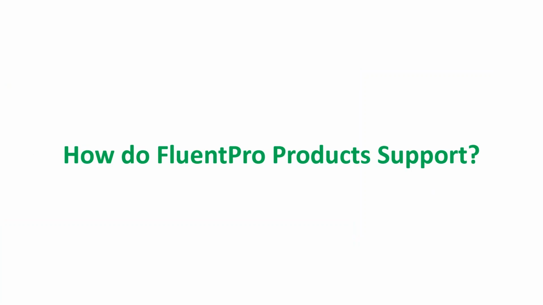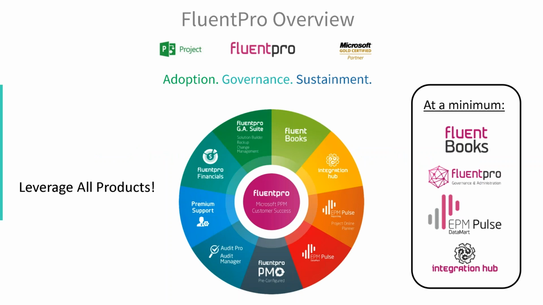So how do FluentPro products support this notion of enabling multiple sites, which is now a best practice for driving strategic execution management? You can actually leverage all of our products. All of our products in some way or another drive that consolidated view, whether you're talking about having templates in FluentBooks, copying sites in GA Suite, or even financials, driving roll-ups across multiple sites through reporting.